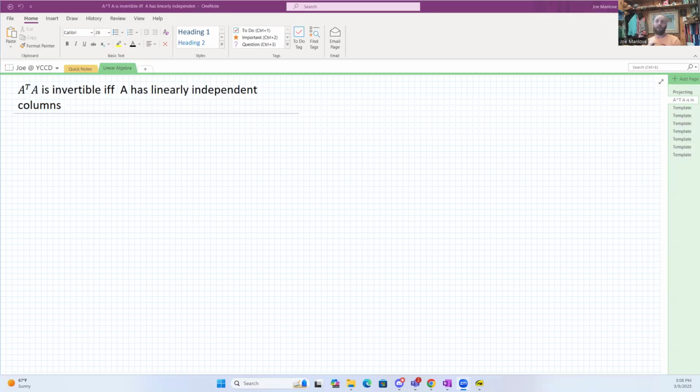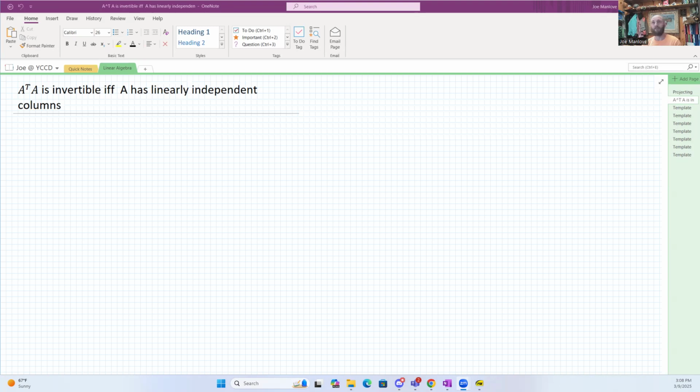Hey all, so here we have a little thing that we're going to need to demonstrate that's going to give us something really useful in probably literally the next video. So our goal here is to consider the matrix A transpose A for a given matrix A. And our claim is going to be that the matrix A transpose A is invertible if and only if A has linearly independent columns.